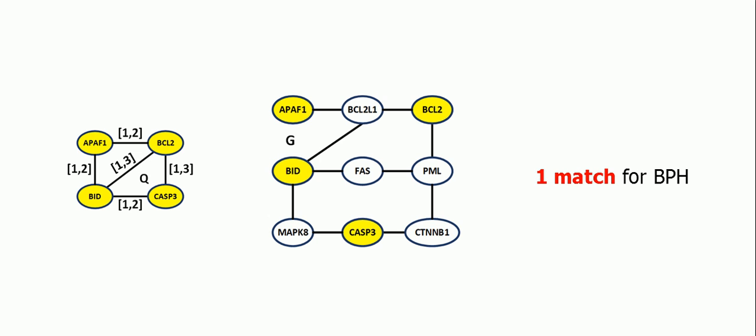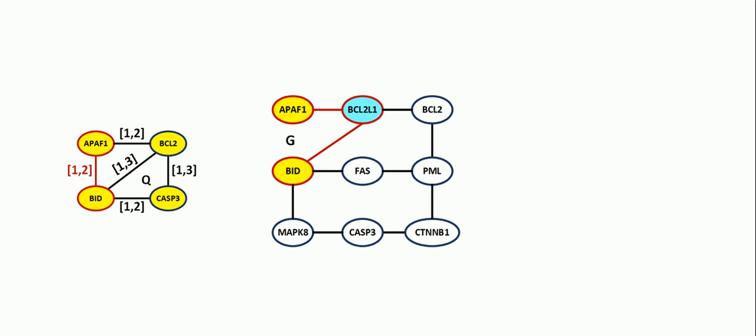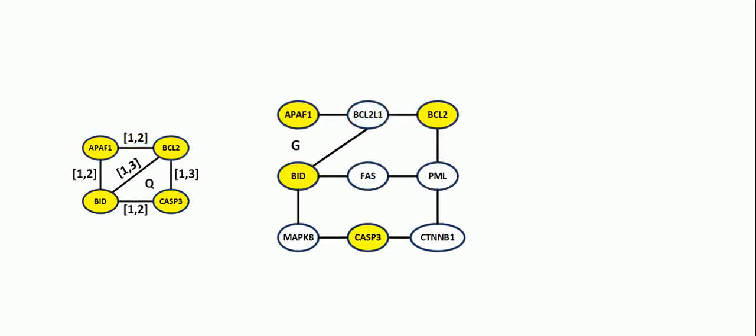The match in the BPH results is due to the allowance of edge to bounded path mapping. This allows mapping of the edge, APAF1, bid, in Q to the path APAF1, BCL2L1, bid in G. Similarly, the edge, APAF1, BCL2, in Q to the path APAF1, BCL2L1, BCL2 in G. Other edges in Q are mapped in similar way to their corresponding paths in G. Observe that subgraph isomorphism is a special instance of BPH when the bounded paths in G correspond to edges.